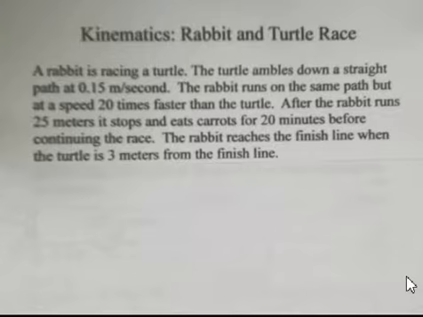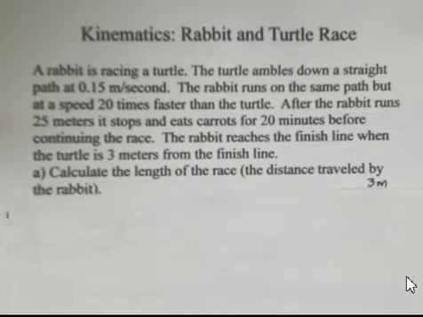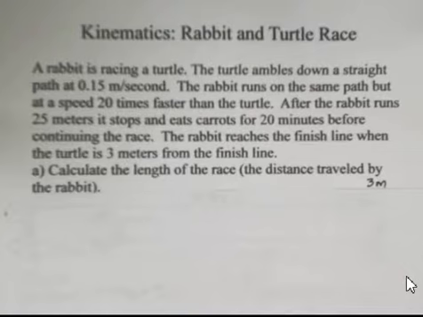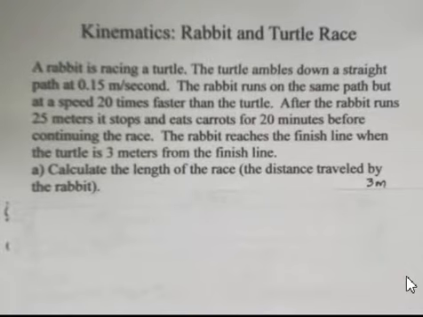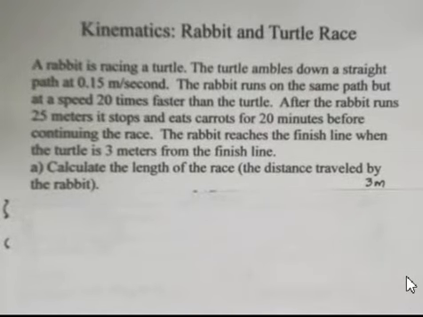After the rabbit starts, it goes 25 meters, finds a pile of carrots, sits down for 20 minutes, and then continues down that straight path. The rabbit does win, reaches the finish line first. The turtle is 3 meters away from the finish line. We want to calculate the length of the race. How far did the rabbit run?